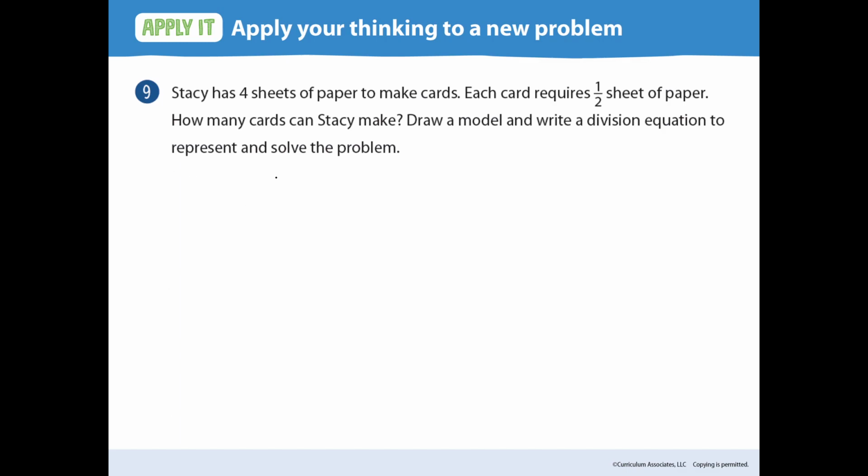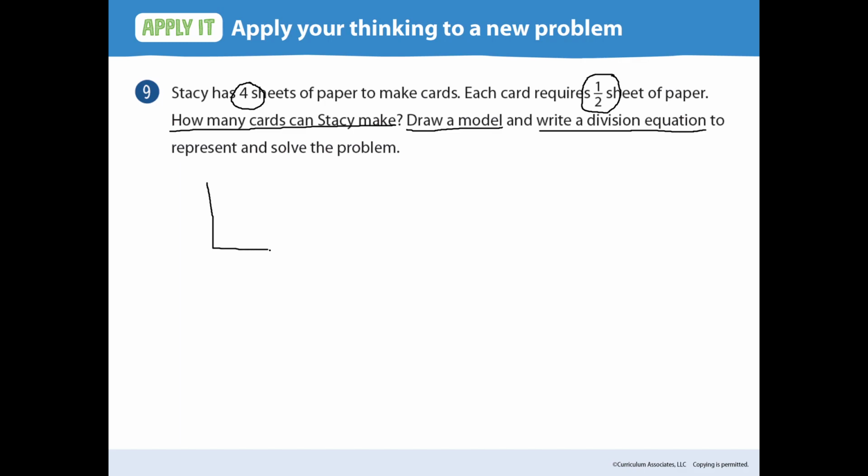Let's look at what we have here. 4 sheets of paper, and each card requires 1/2 sheet of paper. We need to find how many cards can Stacy make. It's asking us to do 2 different things. The first is to draw a model, and the second is to write a division equation. So let's start by drawing our model.